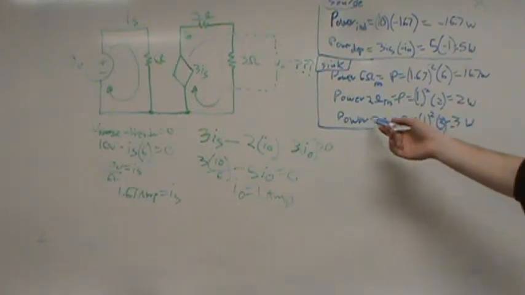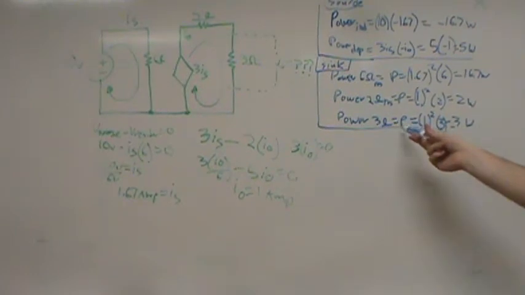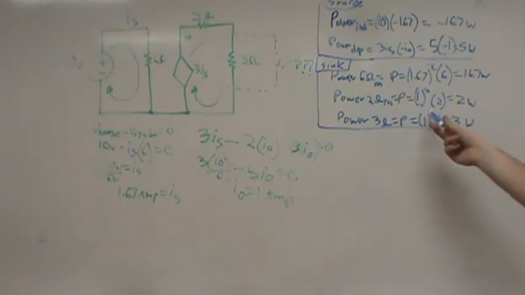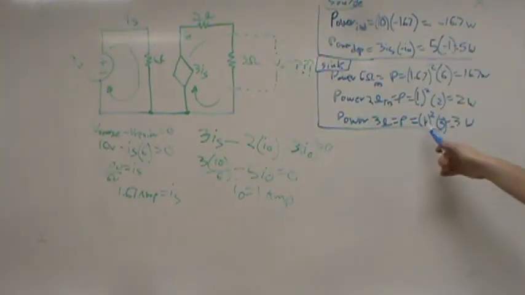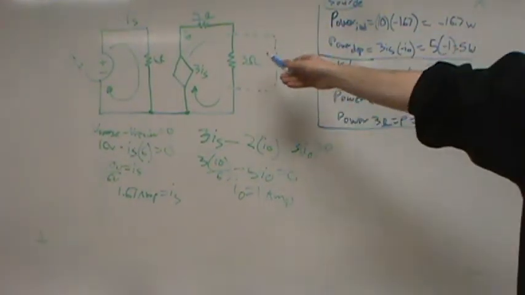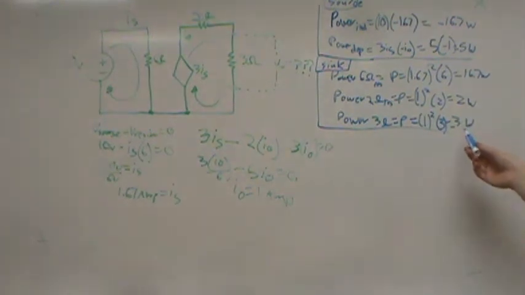Then we also have our power of our final resistor, which is 3 ohms equals power. Again, we're going to have 1 amp of current. It's going to be the same as there because there's no node, there's no branching or anything. And then we're going to have that multiplied by the 3 ohms resistance, and that's going to equal 3 watts.